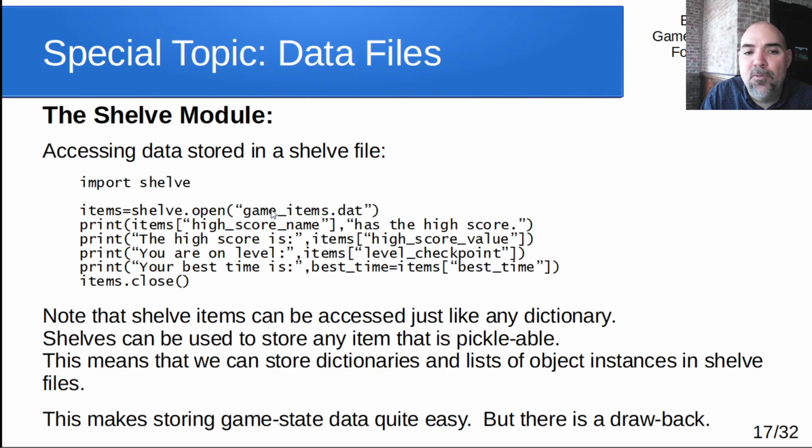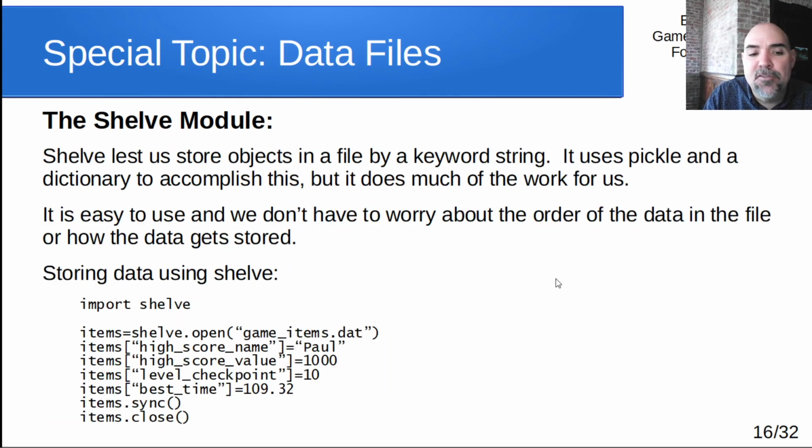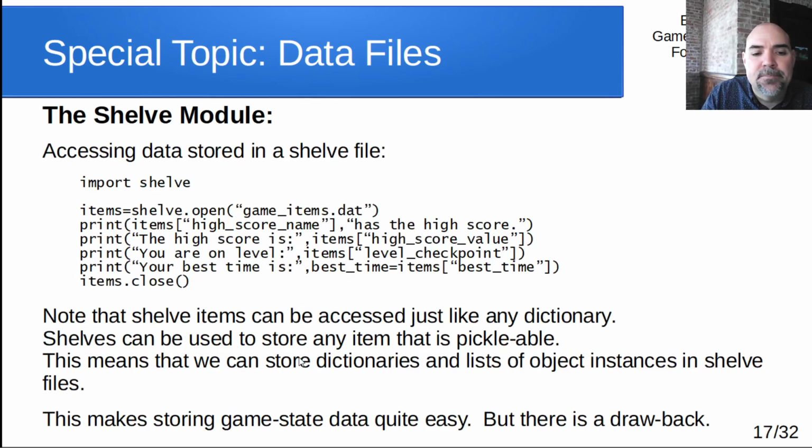You could also have multiple shelves open at once. You could have a shelf for the game items, one for the high scores, one for the game settings. You can have as many of these as you want open at one time and interact with them however you want. The main bug I see people make with this is changing things and forgetting to call sync. Sync is like Control S on a word processor that says, now take a snapshot of that and save it.